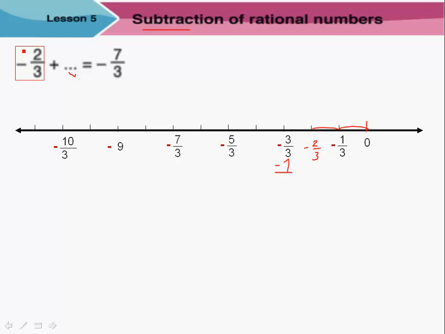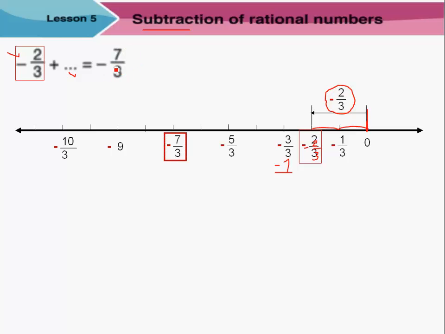We took the first rational number and represent it here with an arrow. We start from 0 and move 2 steps to the left, 1, 2, or we move to minus 2/3. So the arrow from 0 to minus 2/3, and the length of this one is minus 2/3. And the result is minus 7/3.